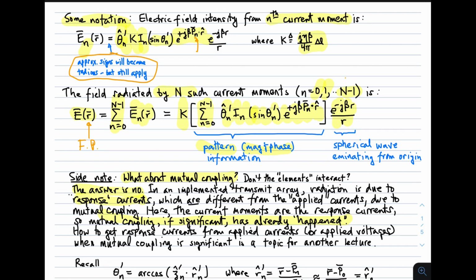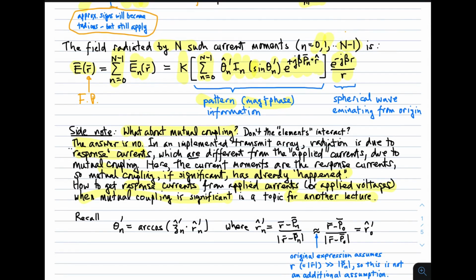after mutual coupling. The question of how to get the response currents from the applied currents, or from applied voltages, or however you are driving this array, when mutual coupling is significant, is a topic for another lecture. So no need to worry about it here, and we're not overly simplifying anything.